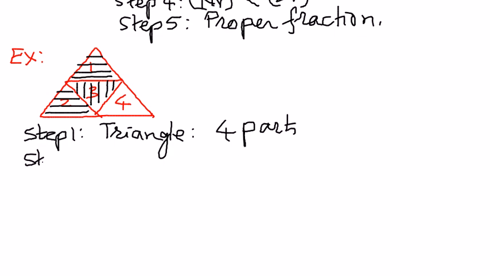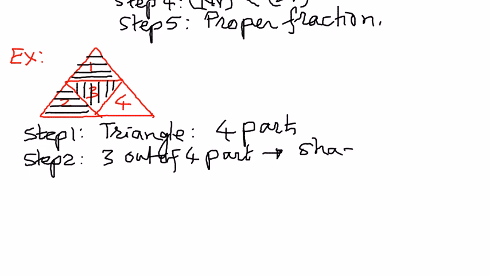And then in step number 2, what we want to recognize is that 3 parts out of the 4 parts are shaded. 3 out of 4 parts of the triangle are shaded, right? And therefore, in step number 3, we can write it in terms of a fraction. 3 parts out of the total of 4 parts are shaded. Therefore, we can write it as a fraction in this manner.